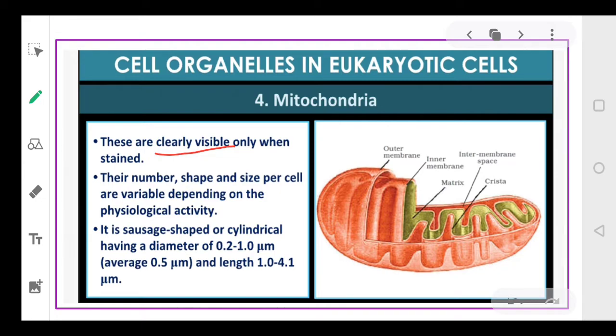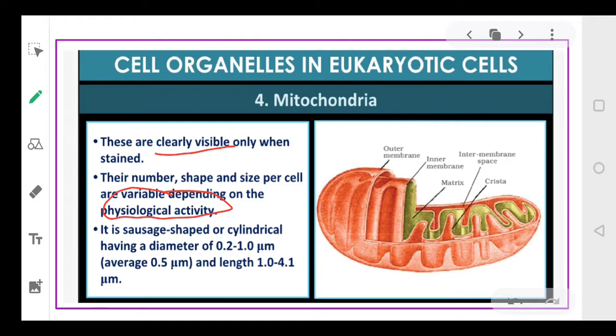The number, the shape and the size of the mitochondria varies from one cell to another, or rather I should say it depends upon the physiological activity of the cell. Means if the cell is more active, it will contain more mitochondria. The number of mitochondria will be more. And if the cell is less active, then the number of mitochondria will be less.